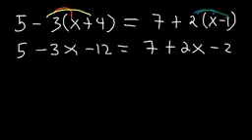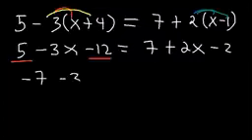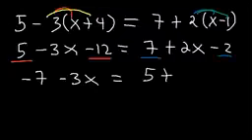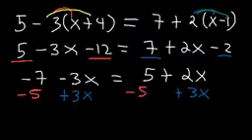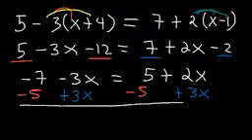So now let's add like terms. 5 and negative 12. 5 minus 12 is negative 7. On the right side, we can combine 7 and negative 2. 7 minus 2 is 5. So now let's add 3x to both sides, and simultaneously let's subtract 5 from both sides. We need to do this in such a way that we can get x on one side of the equation.